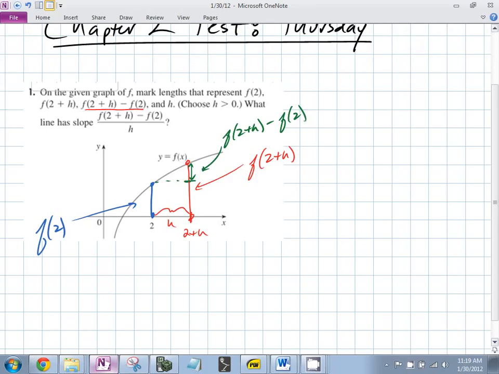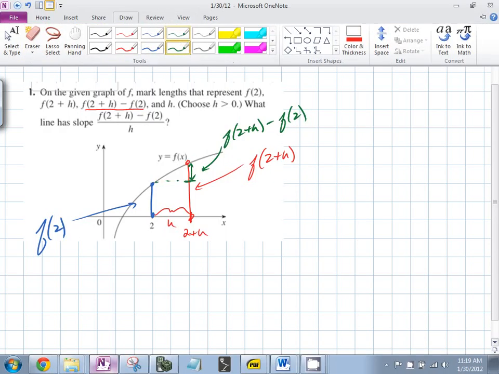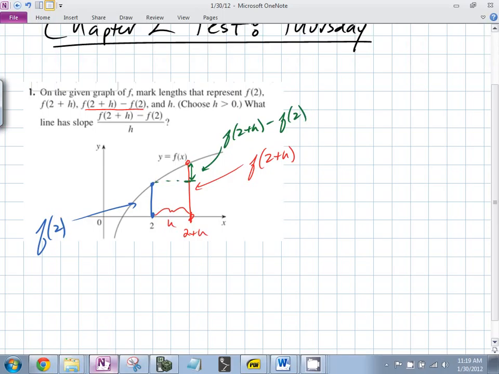What line has slope f of 2 plus h minus f of 2 over h? What line has that slope? Well, which line has that slope? You draw it, right? Where is it? You're going from f, so that it's what has this slope. So it's going over h and it's going up what we just labeled, right? So what line has that slope? It's this line right there. That one right there.